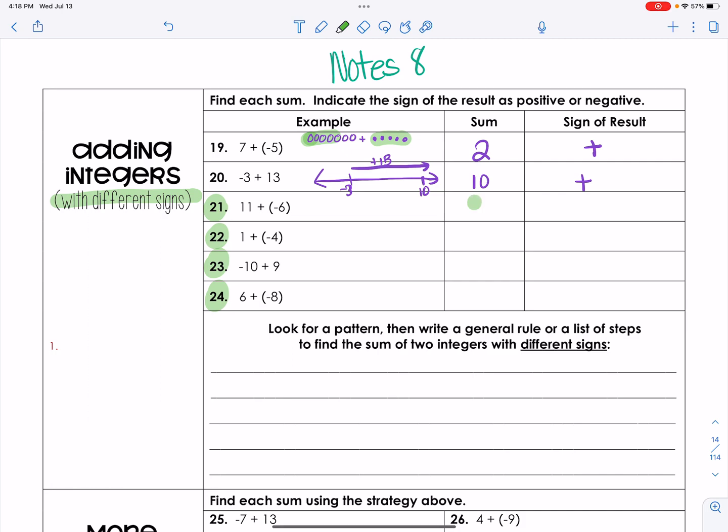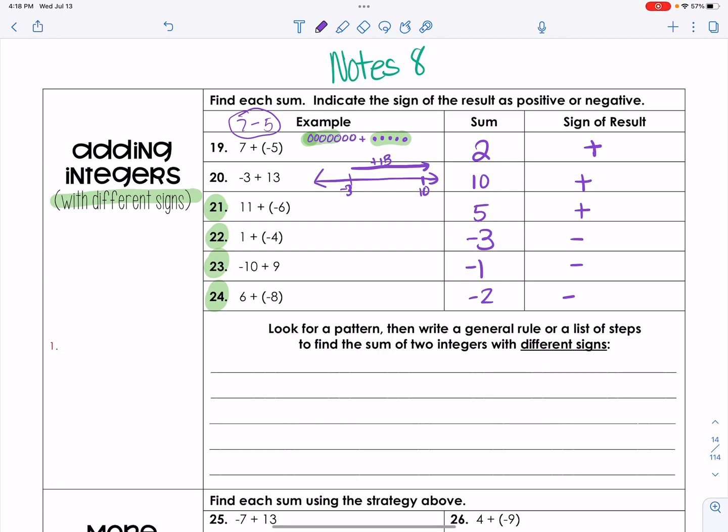Pause and make sure you did that. This answer is 5, it's positive. This answer is a -3, it's negative. This answer is a -1, it's negative. This answer is a -2, it's also negative.